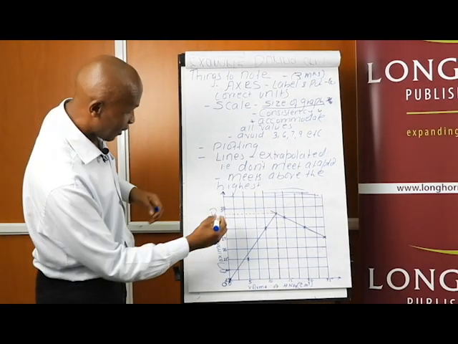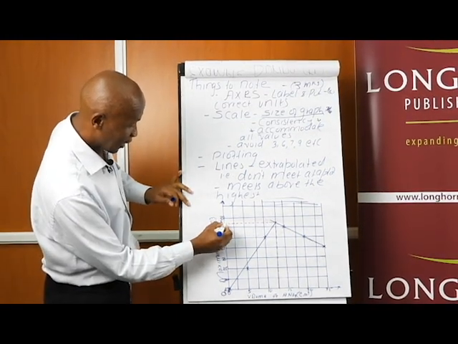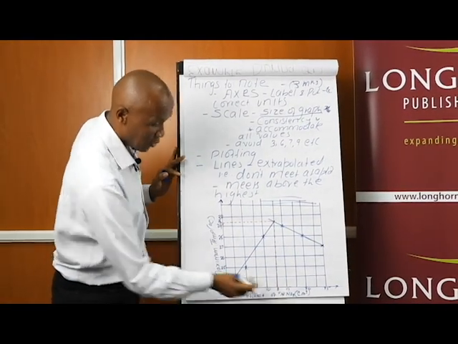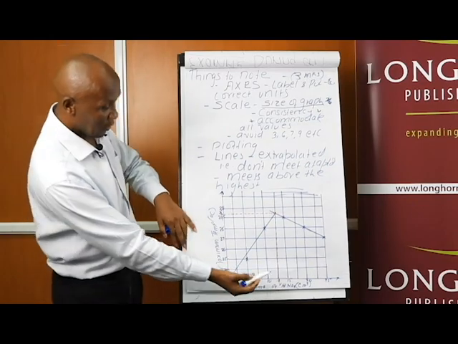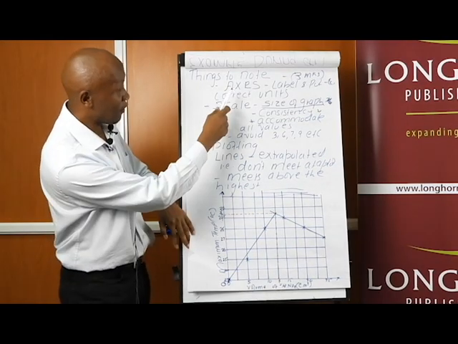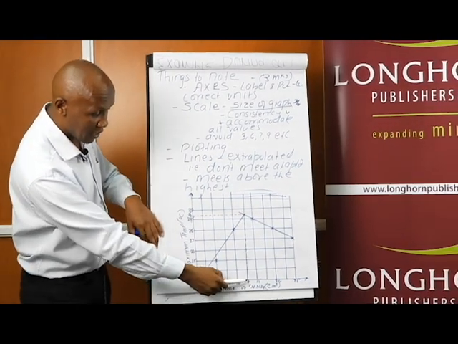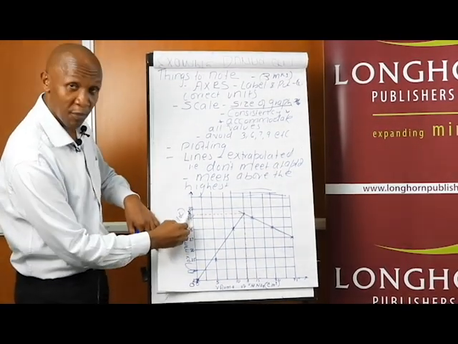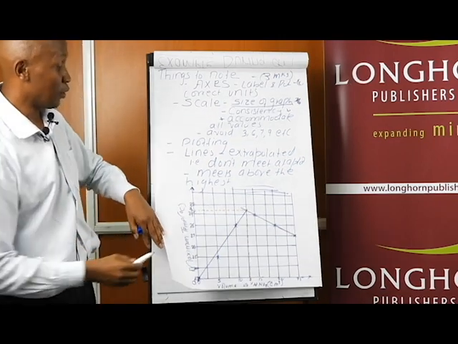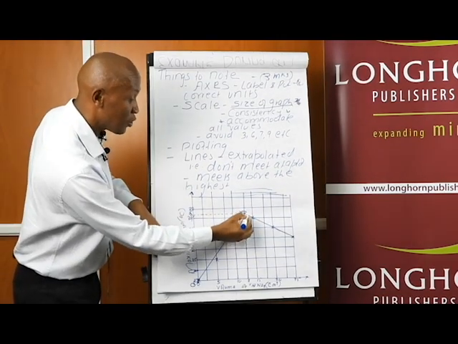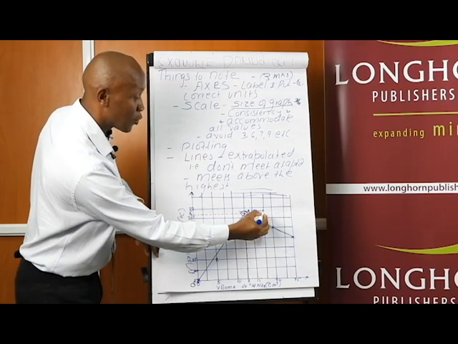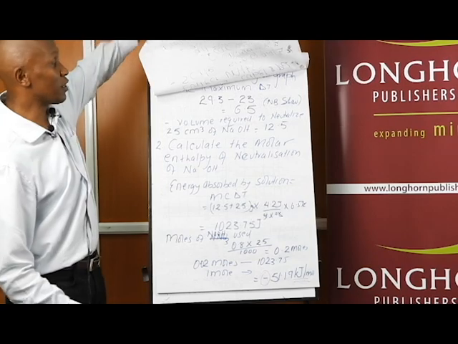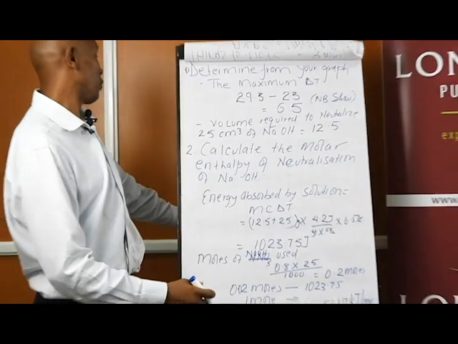So we read this value. I think it's around 29.2 or some value, and this is around 12.5. So what does that mean? When I react 25 cubic centimeters of the sodium hydroxide, it needs 12.5 cubic centimeters of nitric acid, and the maximum temperature attained will be 29.2 at the neutralization point. That is the neutralization point. Those will be very critical values for my working.